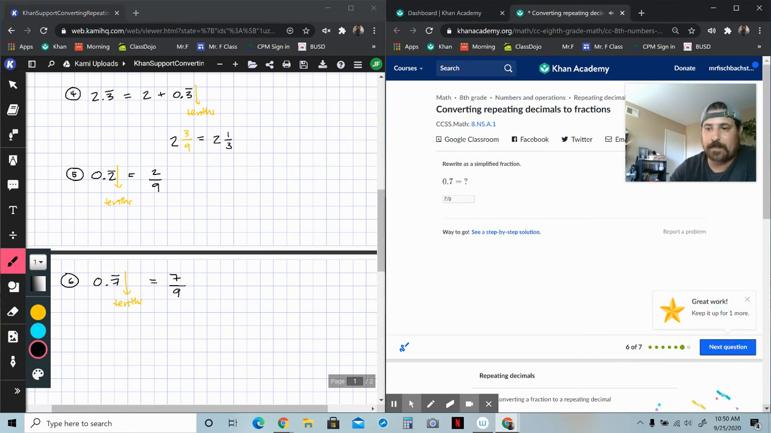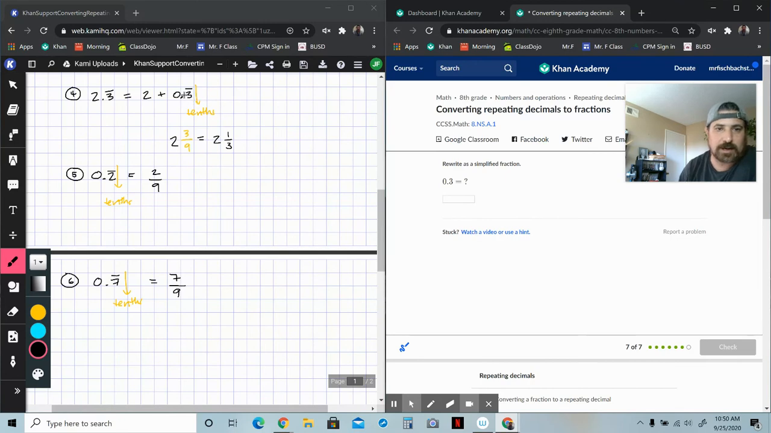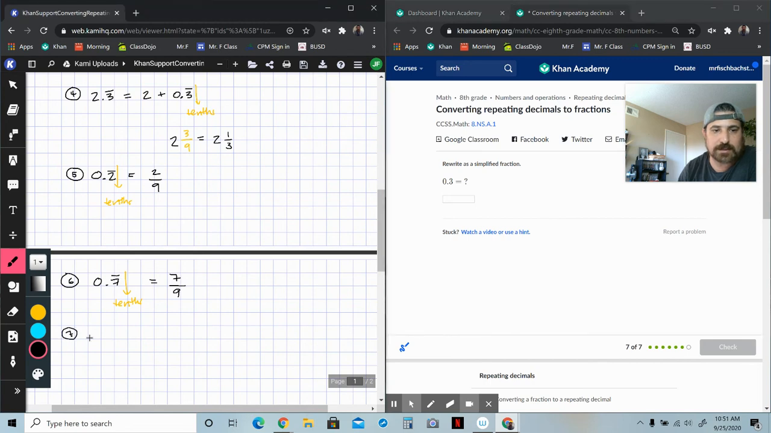7/9. And last but not least, another really easy one. We already did it up here, basically. So you can see that's just going to be 1/3. But I'm going to write it out because I want to make sure everyone sees the process. So 0.3 repeating. That's the same as what place value does this repeating element end in?